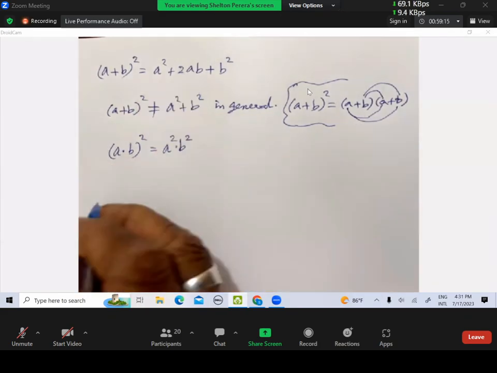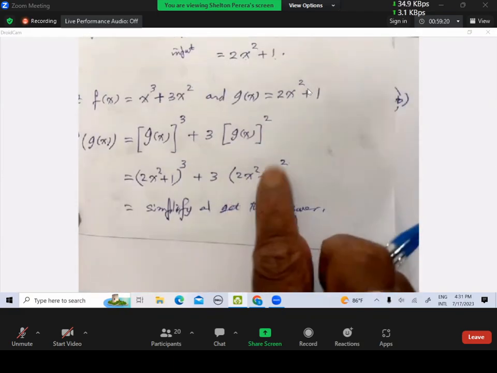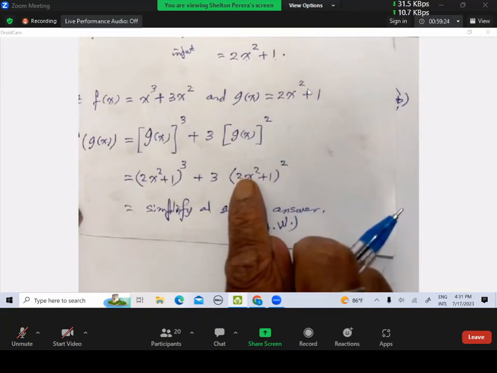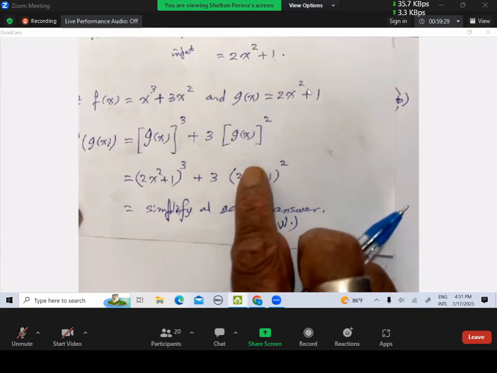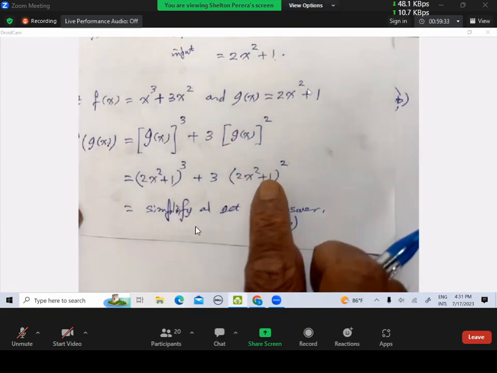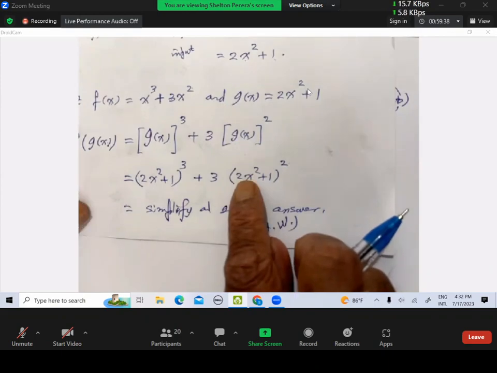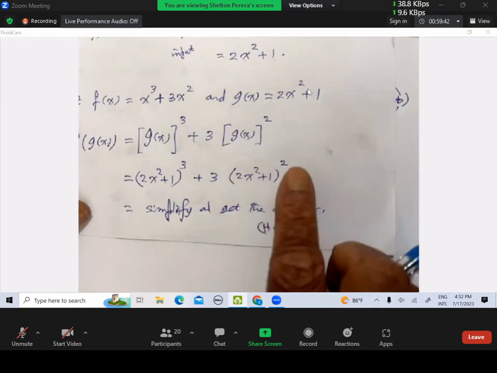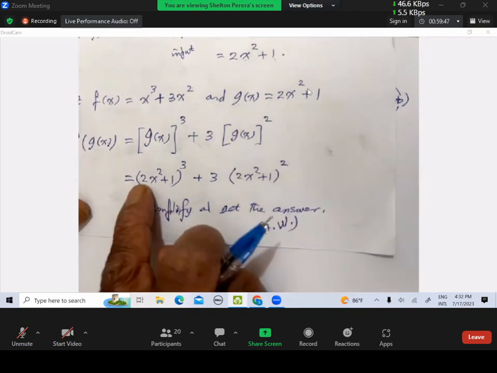Okay, now to find and simplify this, you can use a plus b squared. First term squared, 4x to the power 4. If you square this, 2x squared times 2x squared is 4x to the power 4. Twice the product of these two. Product is 2x squared times 1 is 2x squared, twice is 4x squared. Plus last term squared, 1 squared. Okay, so 1 squared is 1. So you know how to expand this. Now how do you expand this?